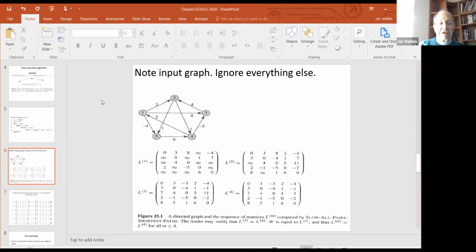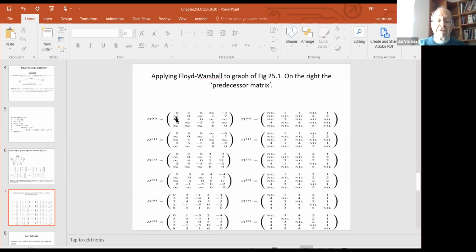So let's check it. From 1 to 2, I indeed have an edge, which is 3. And for example, look at what value you expect from 1 to 4. You expect infinity, right? Because there is no edge from 1 to 4. There is an edge from 4 to 1, which is 2. So let's confirm that. From 1 to 4, it is indeed infinity.